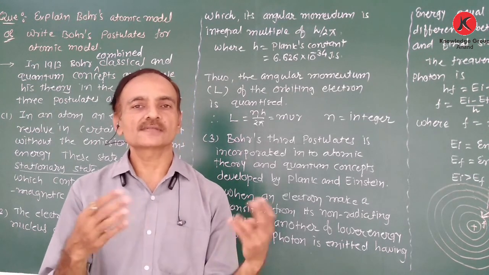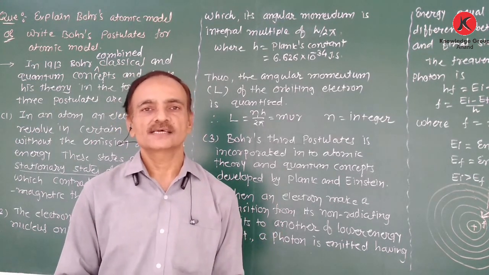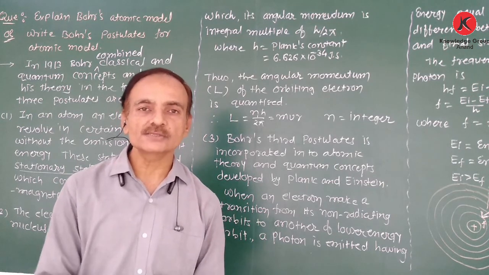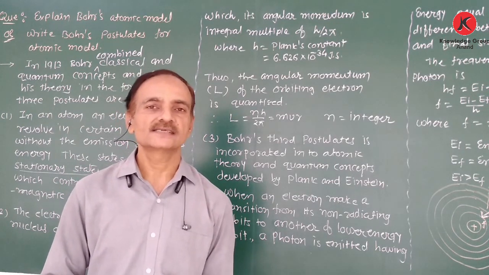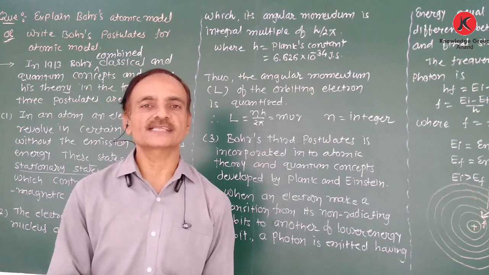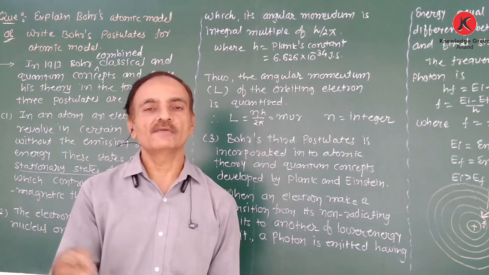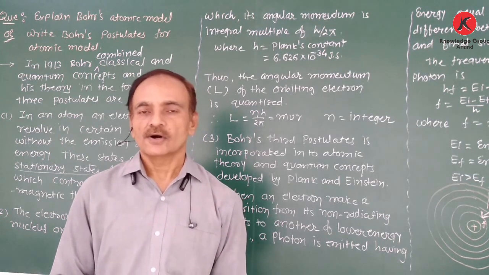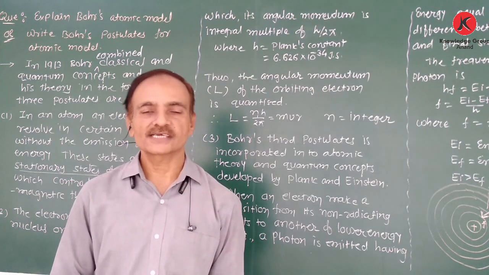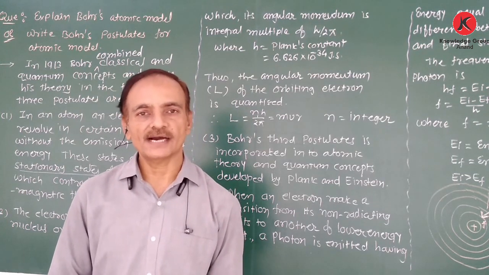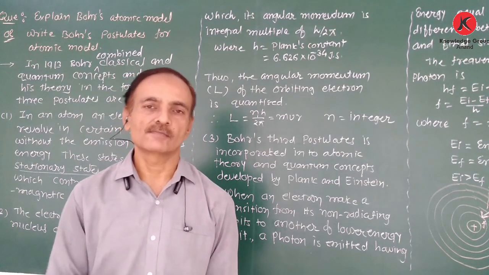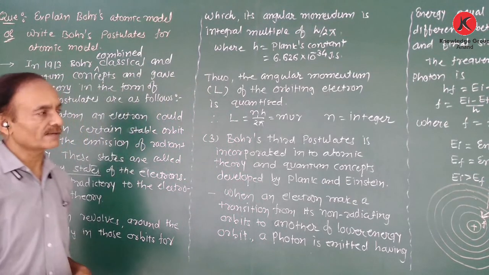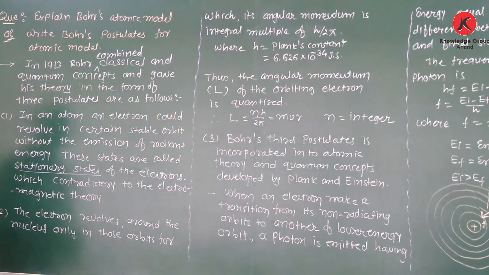Out of the numbers of orbits around the nucleus, in which orbit can the electron evolve? And third, in which condition does the electron make the transition from one orbit to another orbit? This cannot be explained by Rutherford's atomic model. So these three postulates are added to Rutherford's atomic model, which is known as Bohr's hypothesis, or Bohr's three postulates about the atomic model.